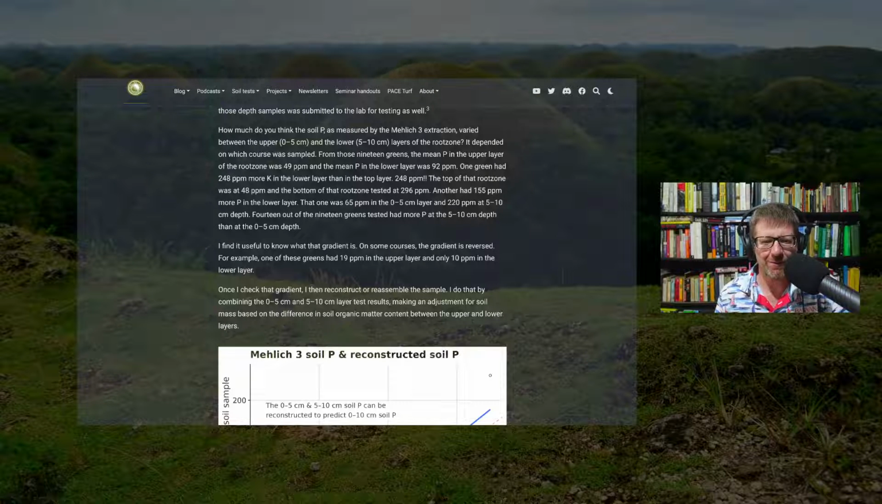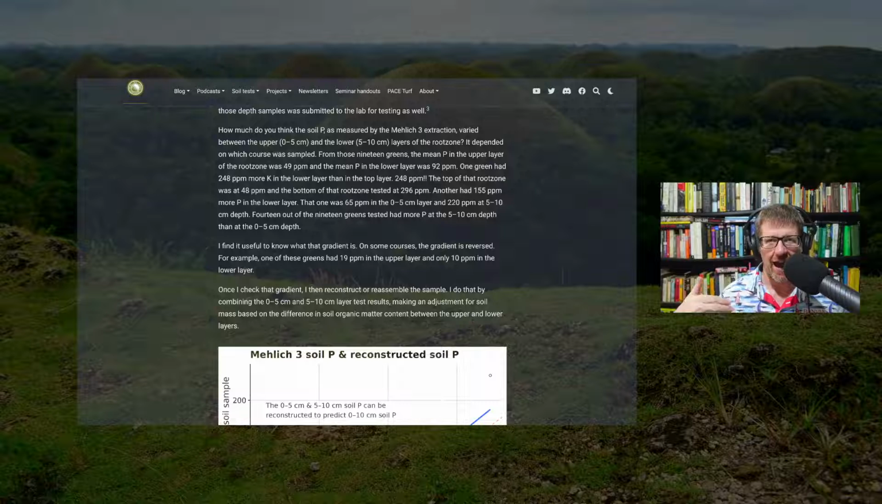The top of that root zone was at 48 parts per million, and the bottom of that root zone tested at 296 parts per million. Another had 155 parts per million more phosphorus in the lower layer. That one was 65 ppm near the surface, 220 ppm at the 5 to 10 centimeter depth. And 14 out of the 19 greens tested had more phosphorus deeper in the root zone.